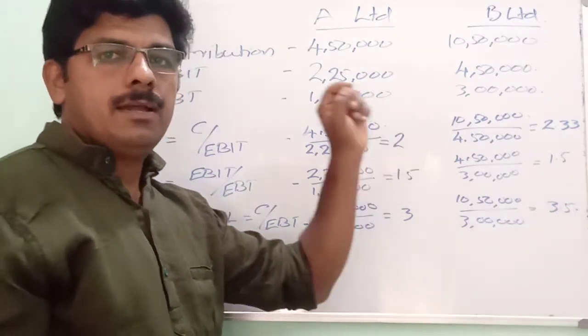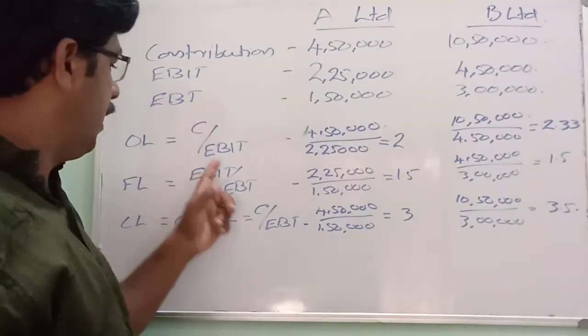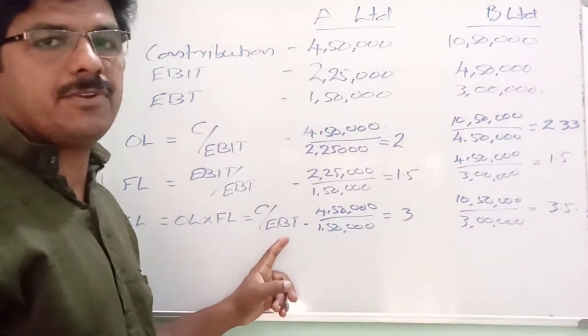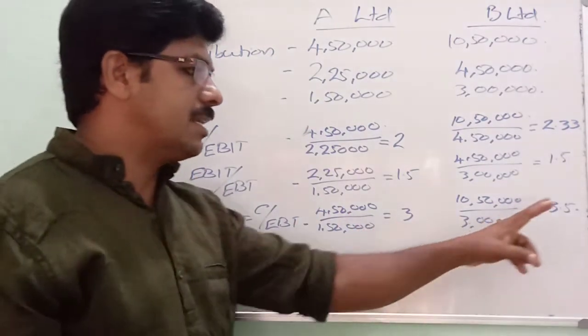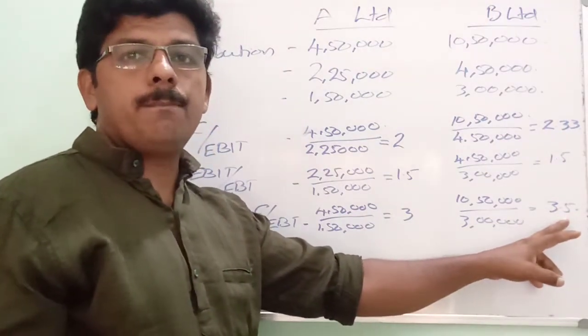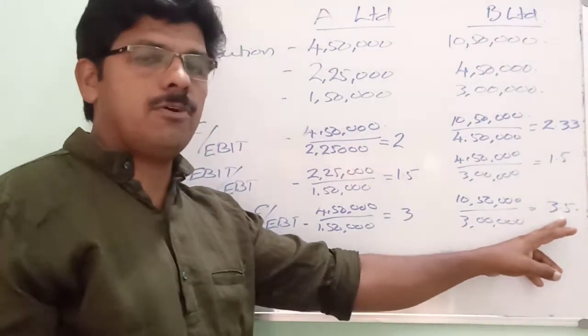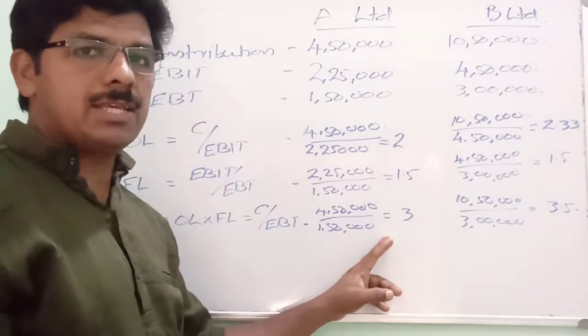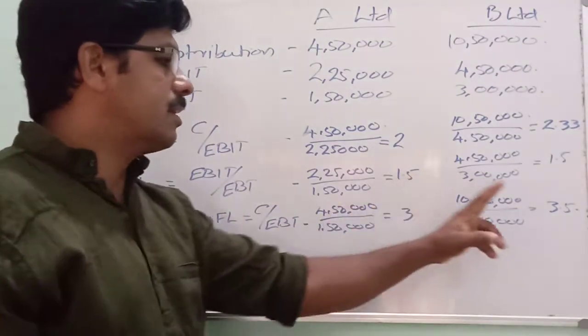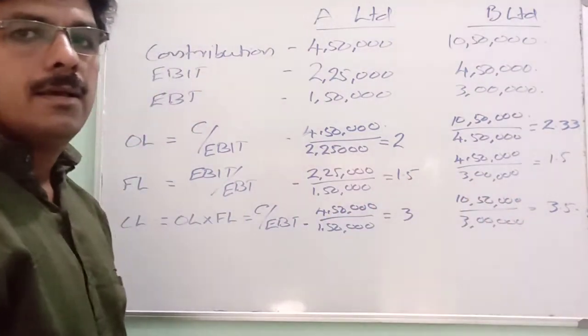That means EBT, earnings before tax. If sales increase by 1%, profit before tax will increase by 3.5% here. Okay, but here it increases only 3%. Therefore, combined leverage is greater in the case of B Limited.